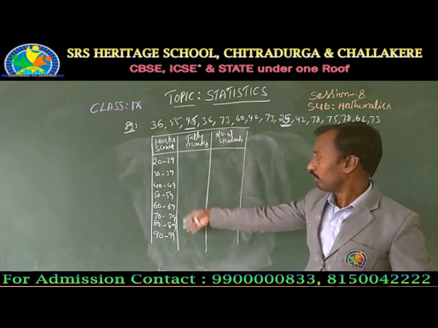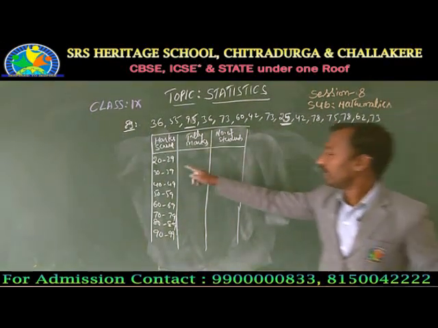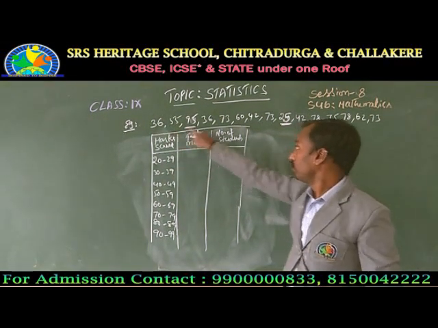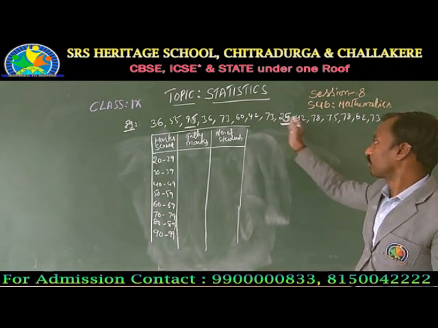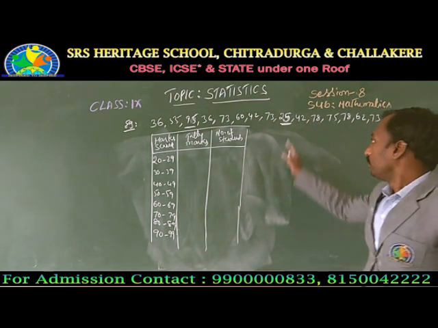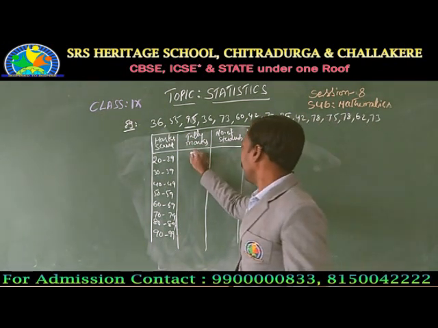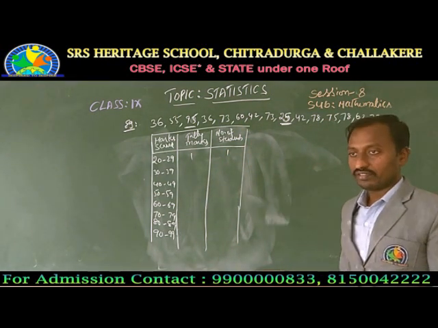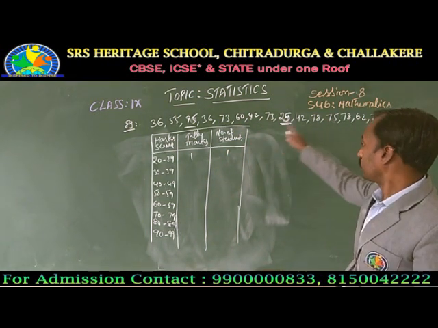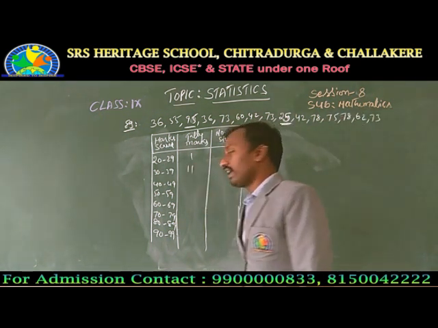Now come to this one. How many students are there between 20 to 29? Just count it. Only one student, that is 25 marks. One tally mark for one student. 30 to 39, there are 2 students. Frequency is 2, denoted by 2 tally marks.